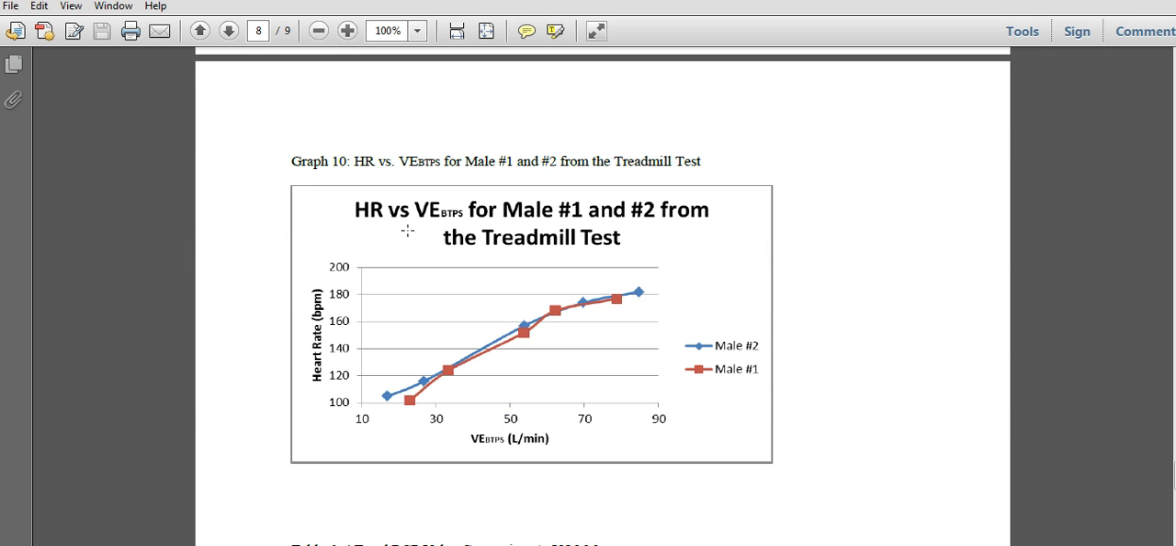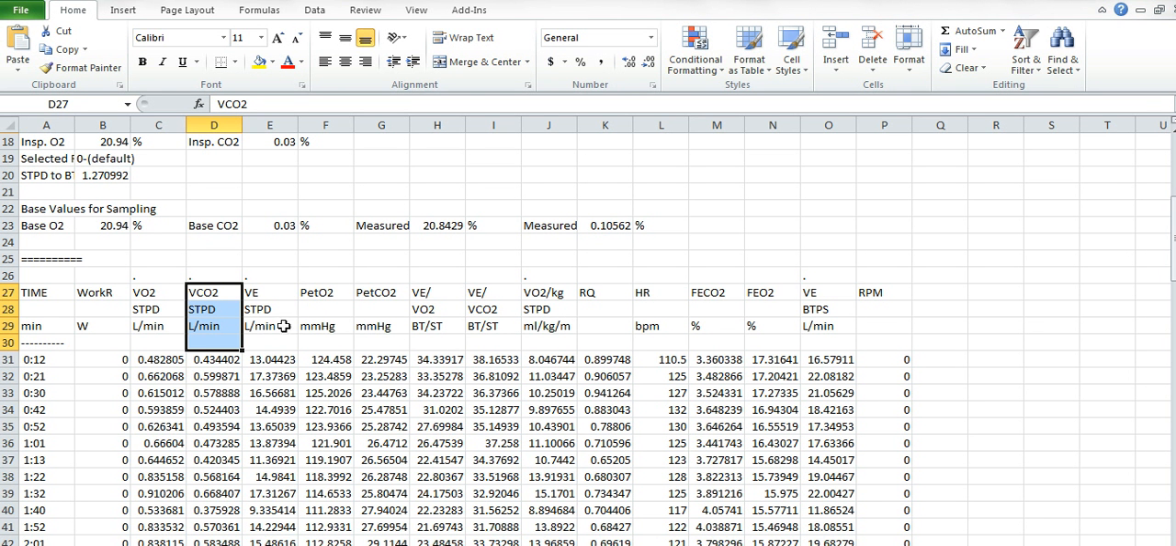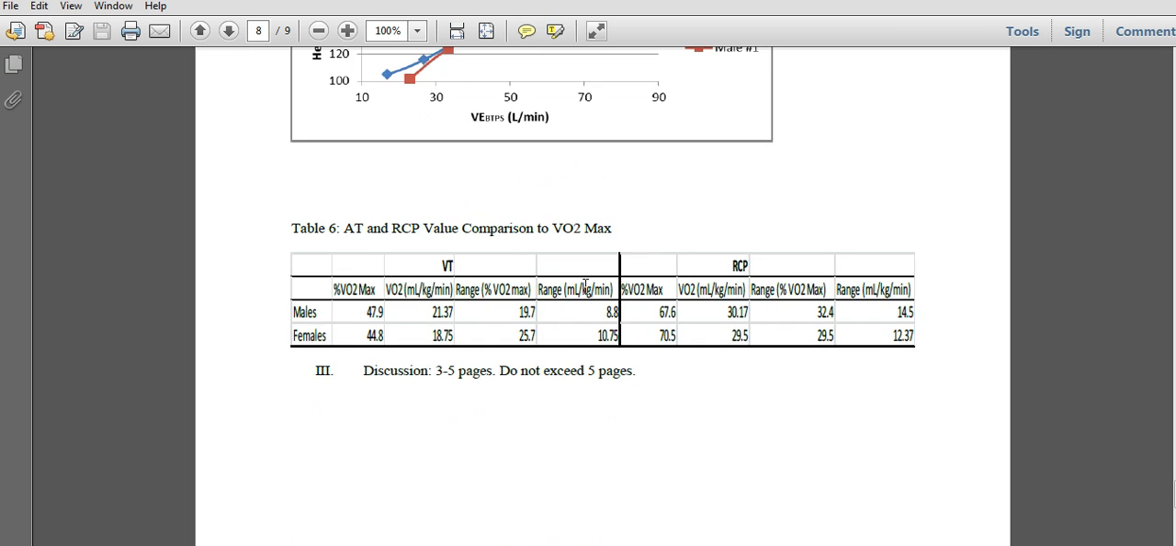Graph 10, heart rate versus VE BTPS. VE BTPS is also on the Excel sheet. That is right here, VE BTPS, and you have heart rate, which is right here, okay? So that's a simple one. Just make the 2 columns and go from there, okay?